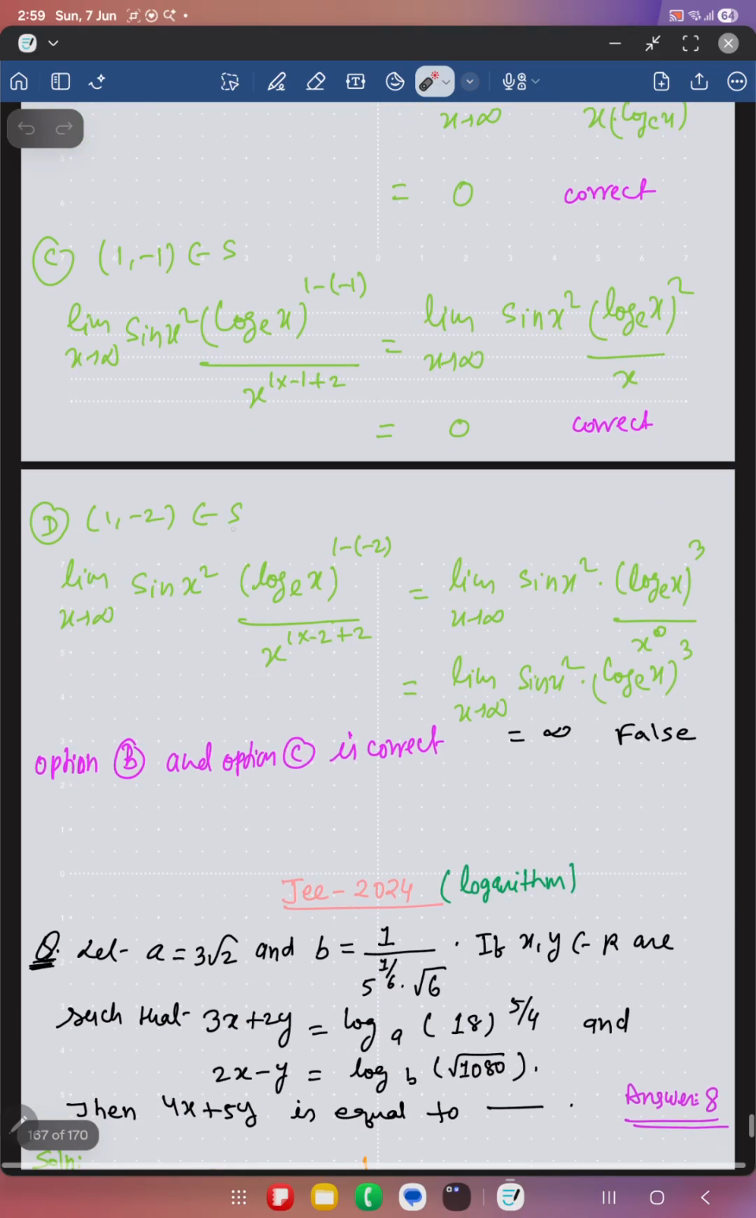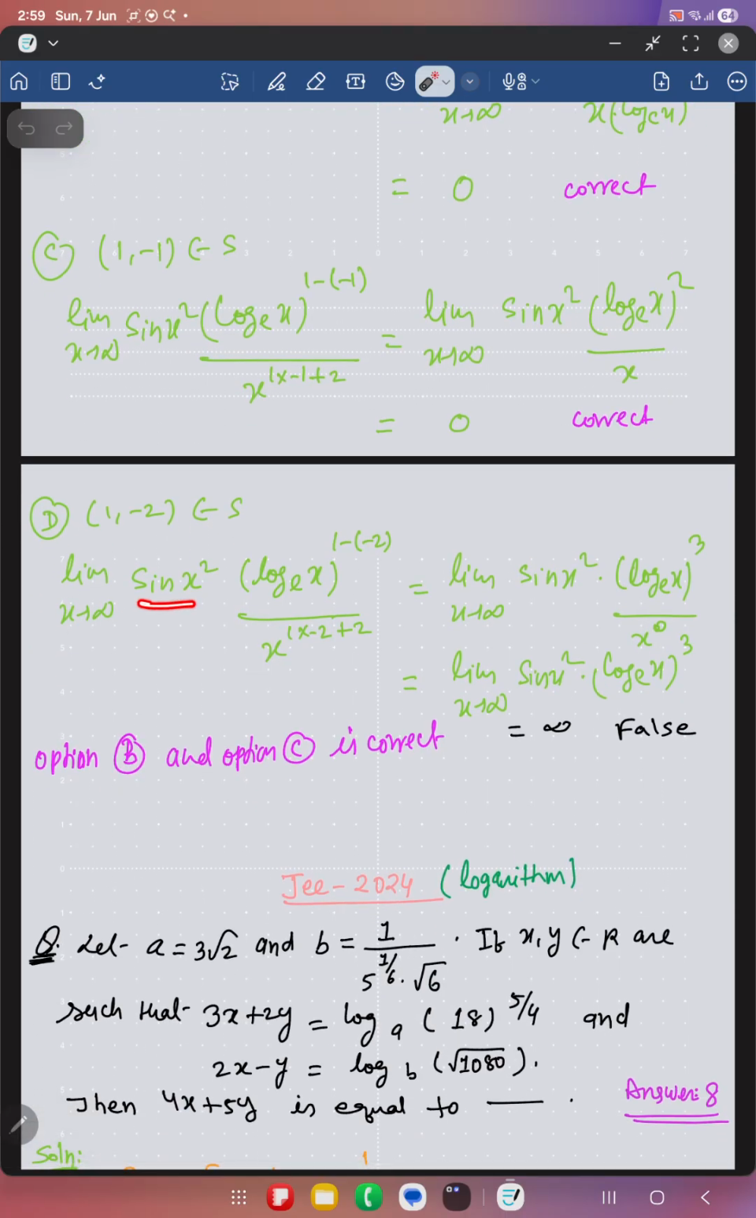Now come here, 1 and minus 2. Limit x tends to infinity sin x square log e^x, 1 minus minus 2, divided by x power 1 into minus 2 plus 2. So limit x tends to infinity sin x square log e^x power 3 upon x to the power 0. So here x is not present, and this takes a finite value, so this is the leading term this time, which also tends to infinity when x tends to infinity. So this is false because our expression value is 0. So options B and C are correct, the remaining options are false.